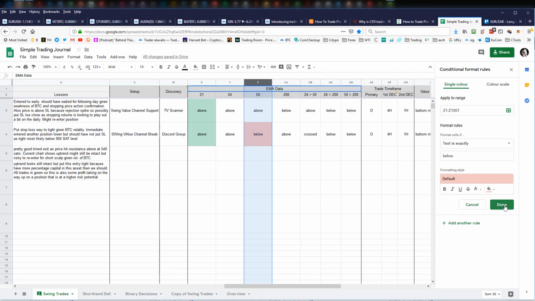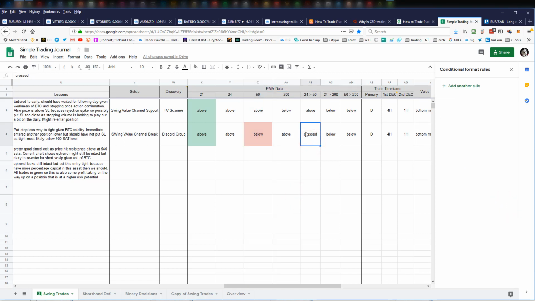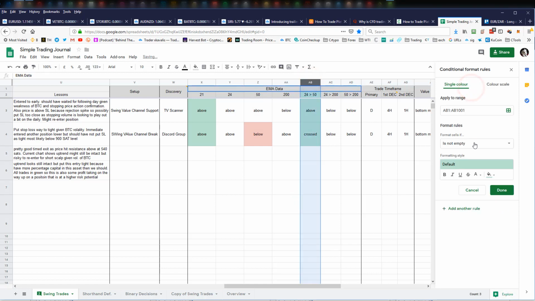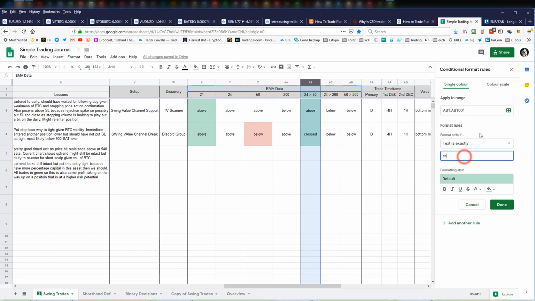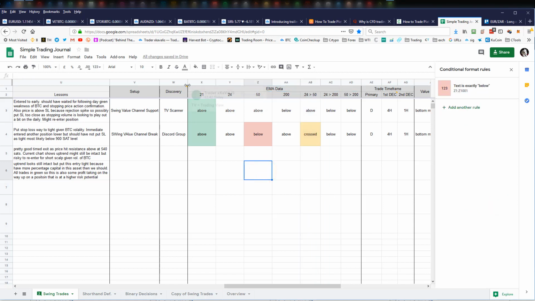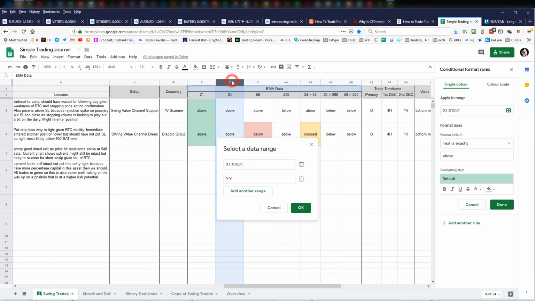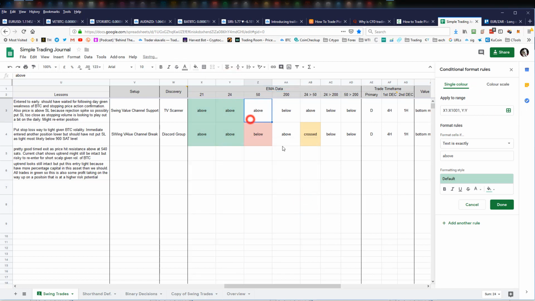Now I'll share one other trick, but first I'm going to set up one more rule, and this is on the "crossed." See, this one here says crossed. So I'm going to add another rule, say text is exactly "crossed," and make it a different color, and then okay. Now I can go to this rule, hit this button right here, say add another range, and just select the Y, and it'll add those rules to that range.